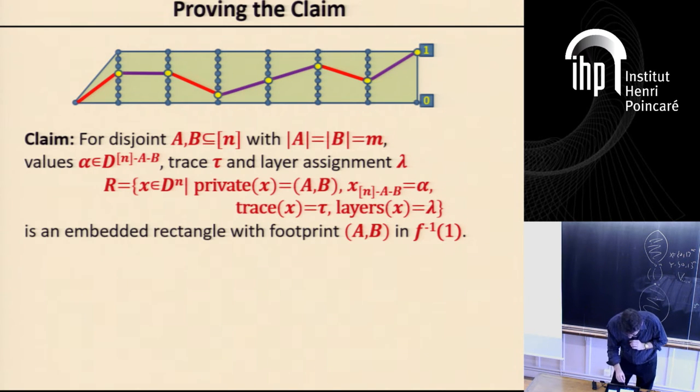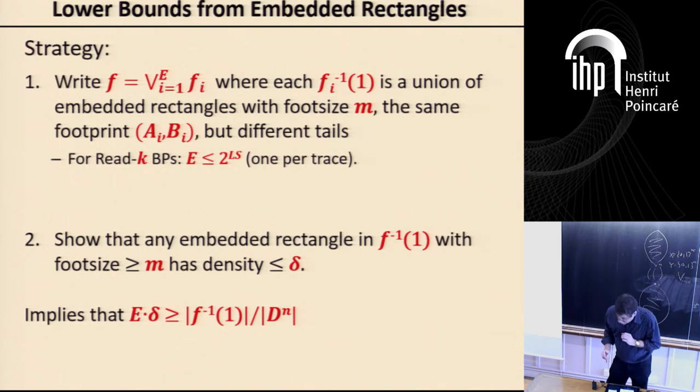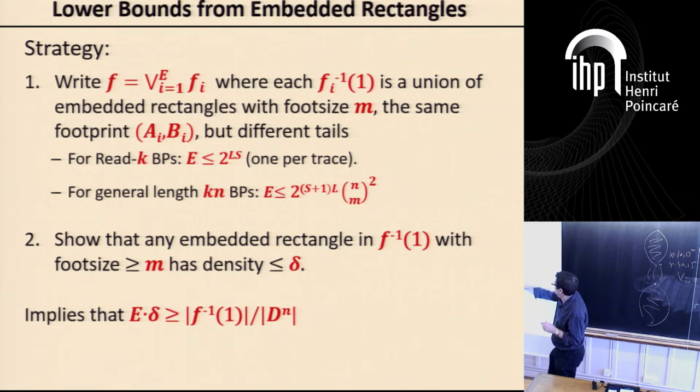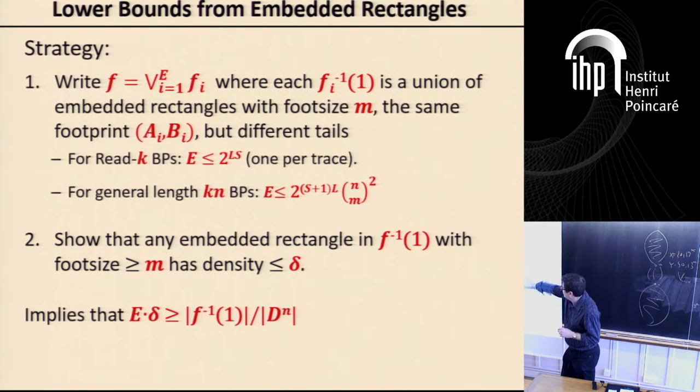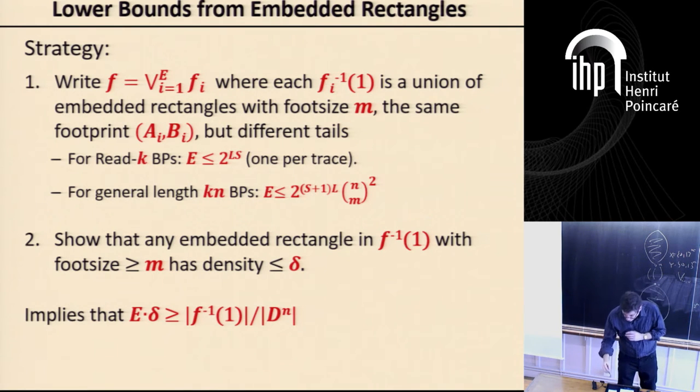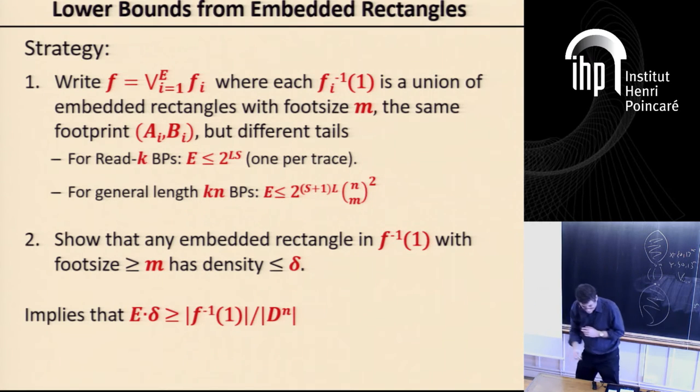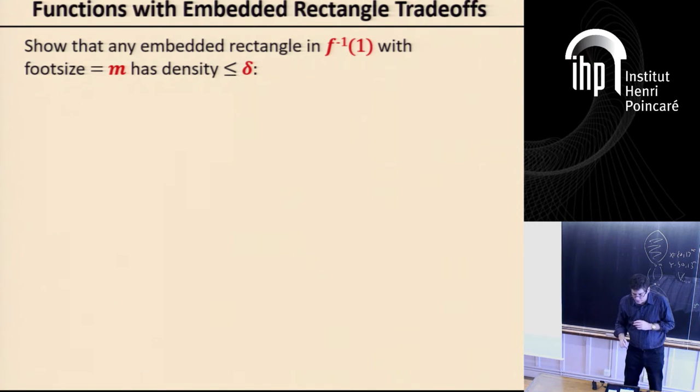So that's our claim. So now we can take our bound and we get this bound, 2 to the SL times n choose m squared. And so we've got this bound. What about part 2? And I'm not going to prove this for any function, unlike before. We want to show that any embedded rectangle with foot size m has density at most delta.